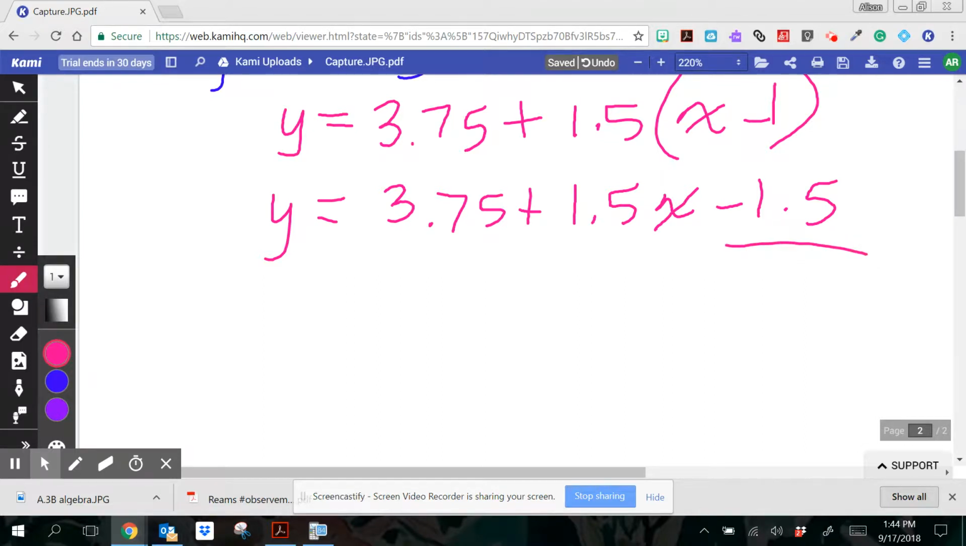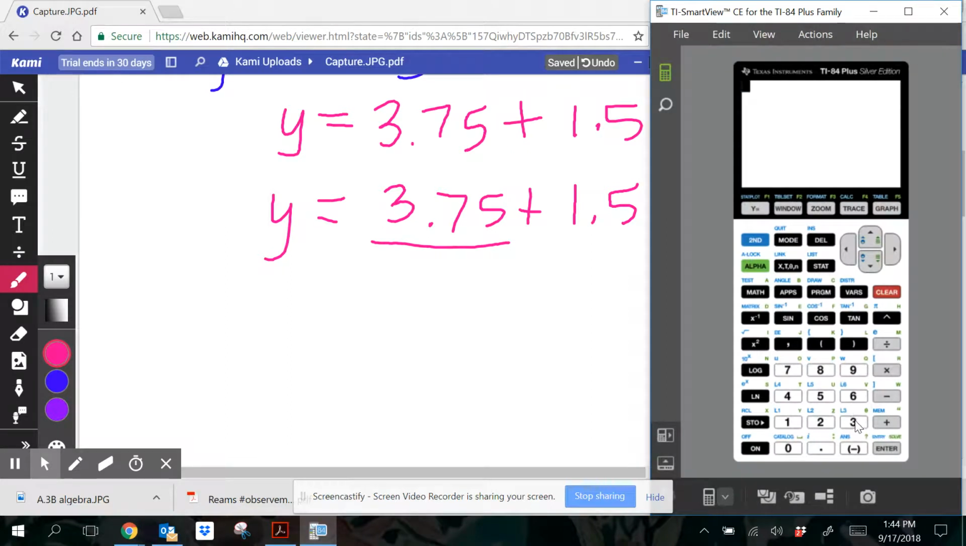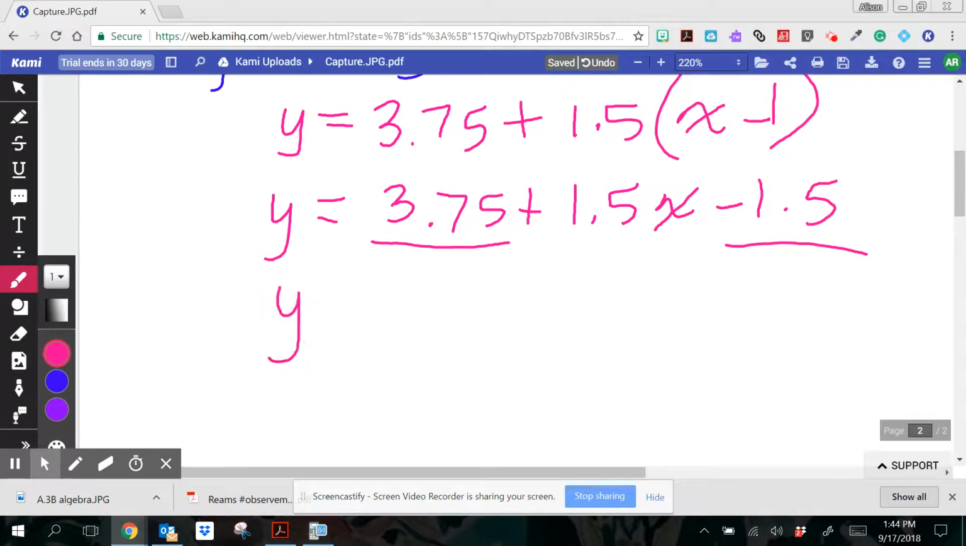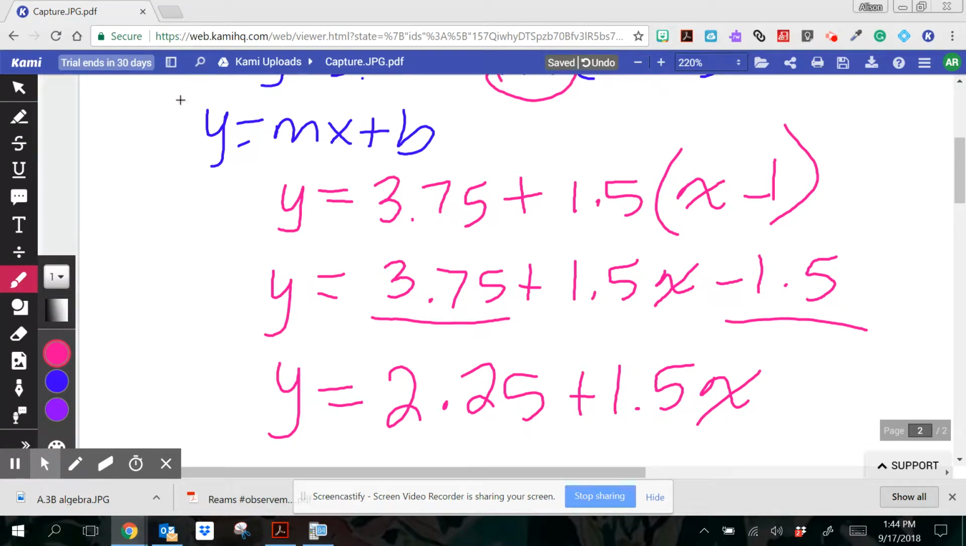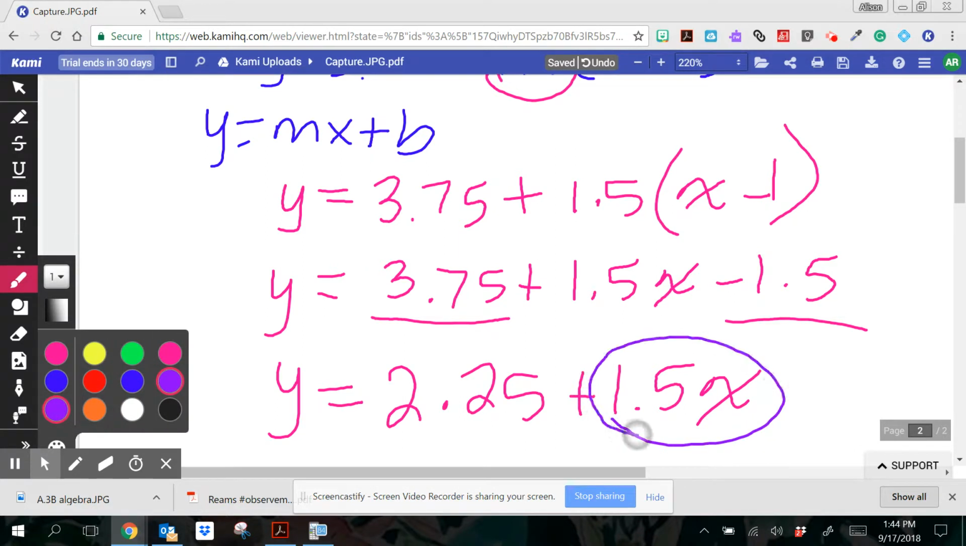1.5 over here is a negative, so if I do 3.75 minus 1.5, we could use our calculator to do that if you're not sure. Since I'm making a lot of mistakes, I'm going to use my calculator too, just to be sure. There we go, 2.25. So then what I end up with is y equals 2.25 plus 1.5x. All right, so this does look like my slope-intercept form, that I have a number right next to my x. It doesn't come first. Here it comes afterwards, but that's okay.